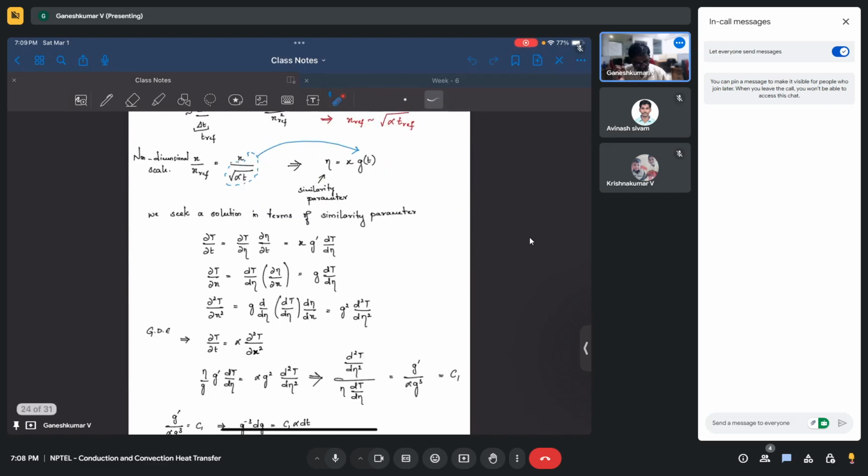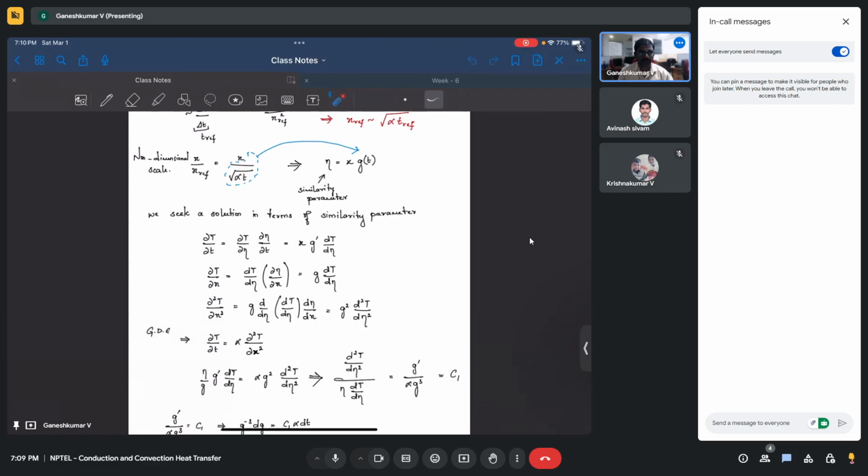Similarly, we were introduced to similarity parameters. I think this similarity parameter you would also study in fluid mechanics, especially in the boundary layer concepts. You will end up having similarity solutions there too, right? Here also it's a similar approach. Mathematically there is no difference.